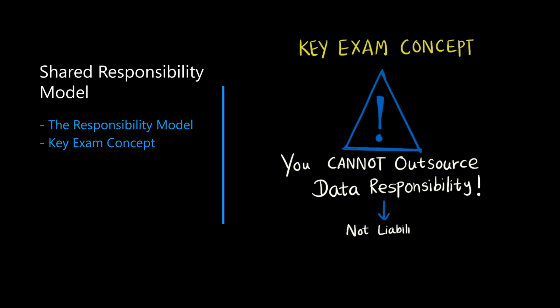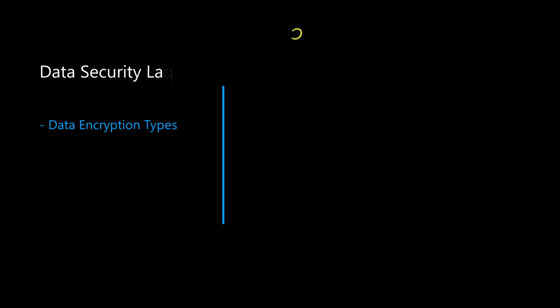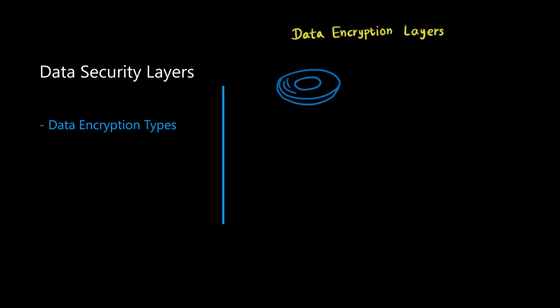The key insight is that you can never outsource responsibility for your data security, only the implementation of security controls. This concept appears repeatedly on the exam in various forms, testing your understanding of who is responsible for what in different scenarios. Data security in cloud computing involves multiple layers of protection. Encryption is fundamental, and you should understand encryption at rest, encryption in transit, and encryption in use.